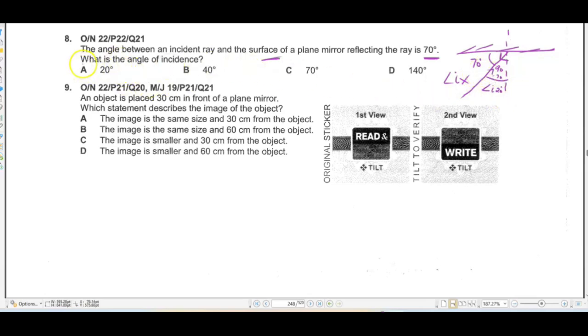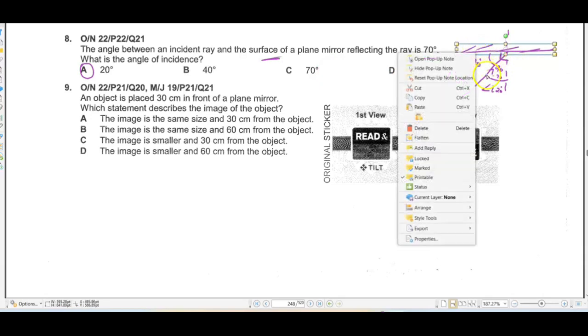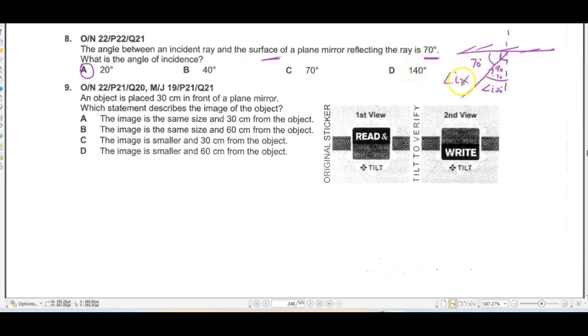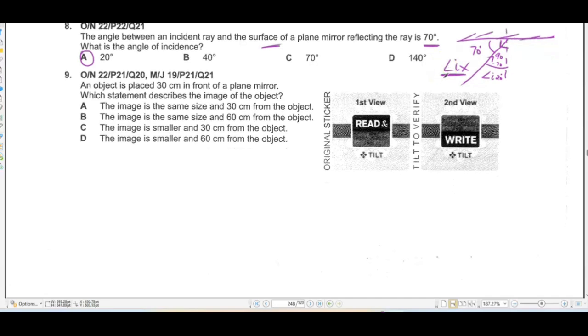I am emphasizing this again and again because I've seen many students committing this mistake. So kindly be well aware of where this angle is being formed. Is it between the normal and the incident ray, or is it between the surface of the mirror and the incident ray? If it's between the surface of the mirror and the incident ray, then it is not the angle of incidence. You have to find the angle of incidence in this case.